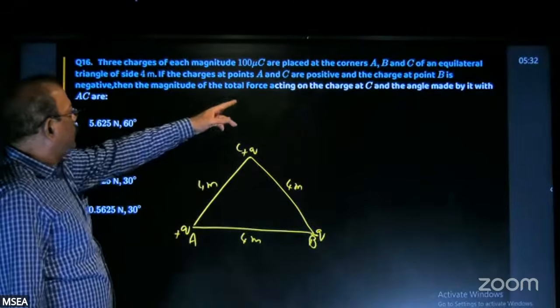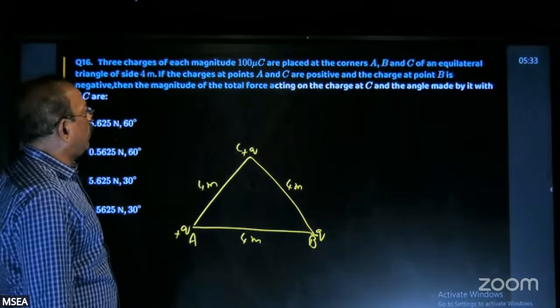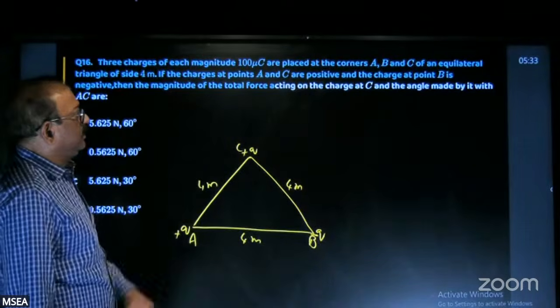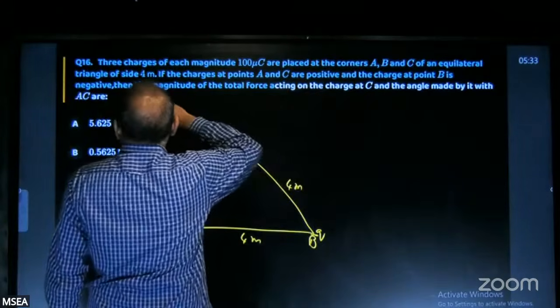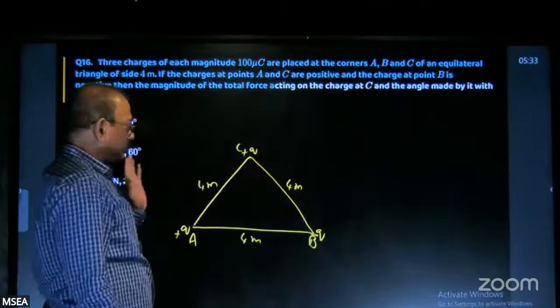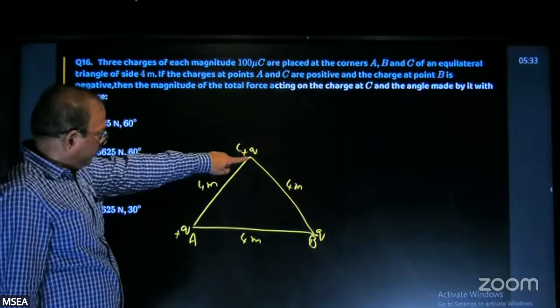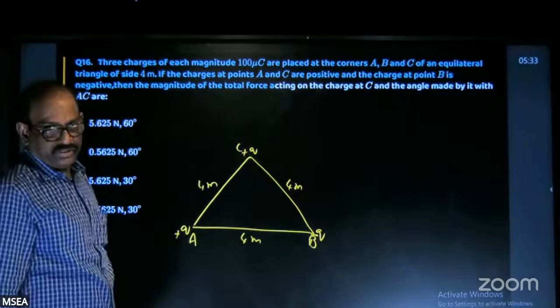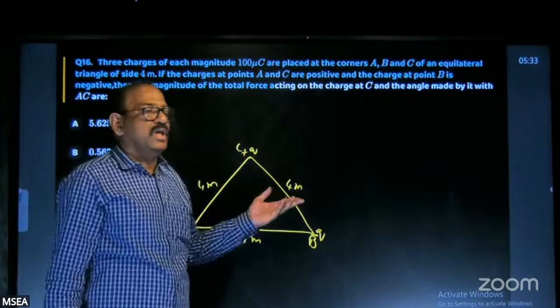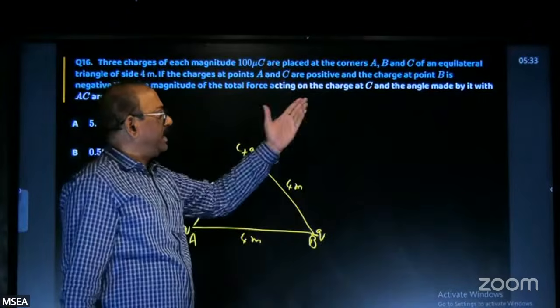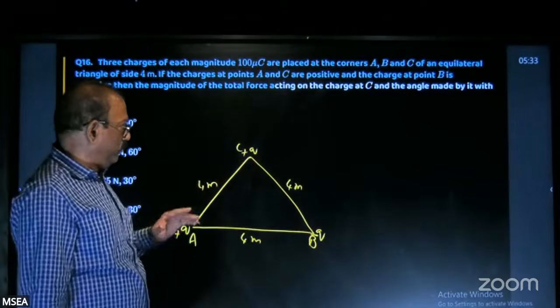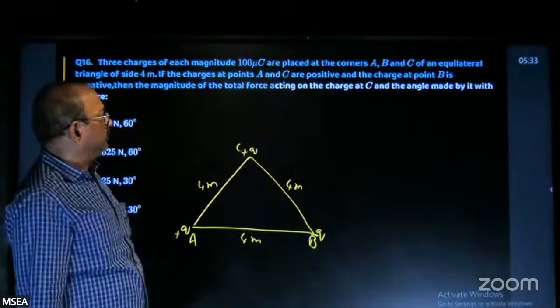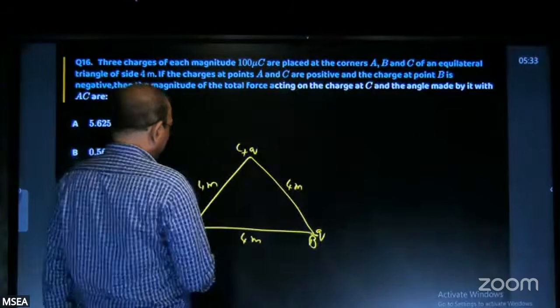Now the magnitude of the total force on the charge at C and the angle made by this force with AC is asked. So on this charge at C, what is the net force, magnitude and net force direction, what angle it will make from AC? This is asked. That only I told you, vector addition, this is all we need to apply.